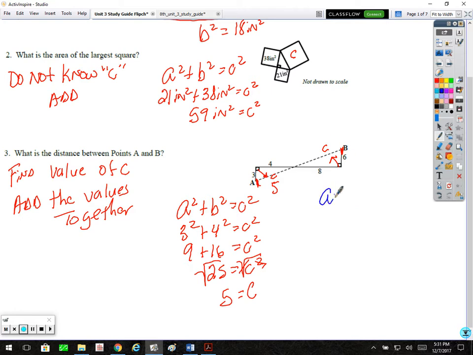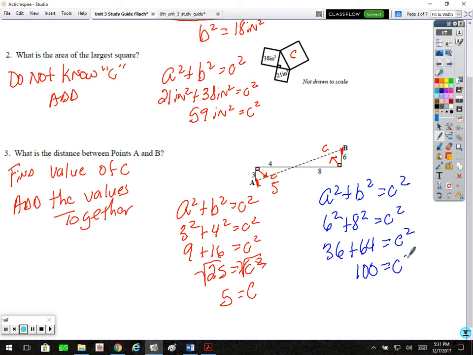Well, here I have a squared plus b squared equals c squared again. My values here are 6 and 8. So 6 squared plus 8 squared equals c squared. 36 and 64, because 8 times 8 is 64. So we have 100 equals c squared. And again, that would be a square on this side of the hypotenuse. That would be that area, but I want to find the side length, so I'm going to take the square root of both sides. So C is going to be 10.